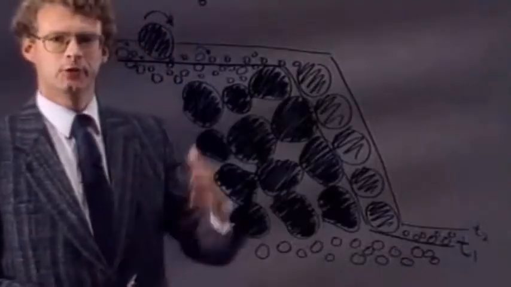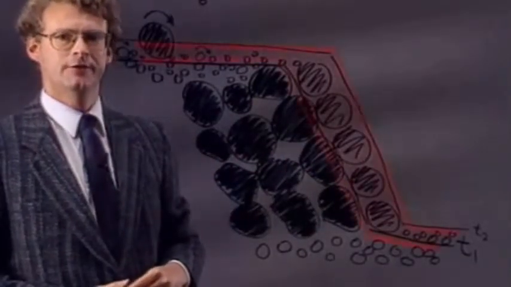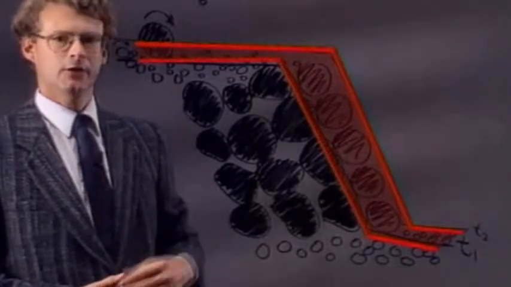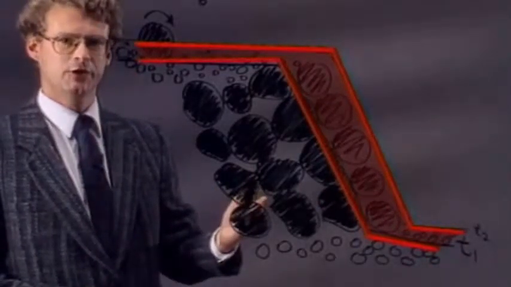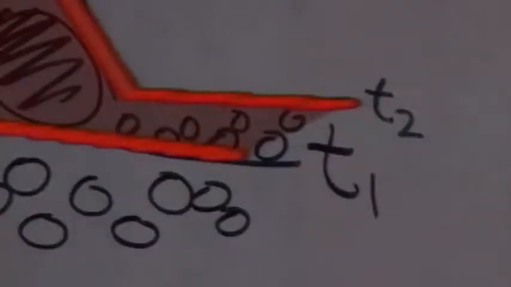The sediments accumulated on the bed from time T1 to T2 define what is called a layer of sediment. A layer of sediment is the accumulation of sediment between the initial time T1 and the subsequent time T2.